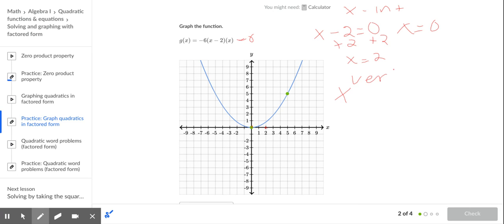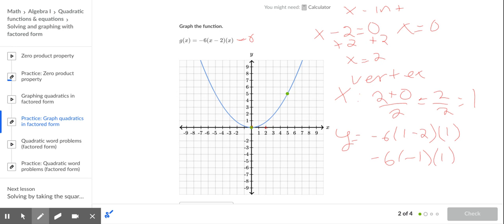So the official way to find that would be to take the average of 2 and 0. So 2 plus 0 divided by 2, which is 2 divided by 2, which is 1. So the x-coordinate of the vertex is at 1, and then for the y-coordinate, we have to plug 1 into the original equation. So we get negative 6 times 1 times (1 minus 2). So we have negative 6, and 1 minus 2 is negative 1. So we have two negatives. 6 times 1 times 1 is just 6. Negative times a negative is a positive, so this is going to be positive 6. So the vertex is at 1, 6. That's going to be our vertex.